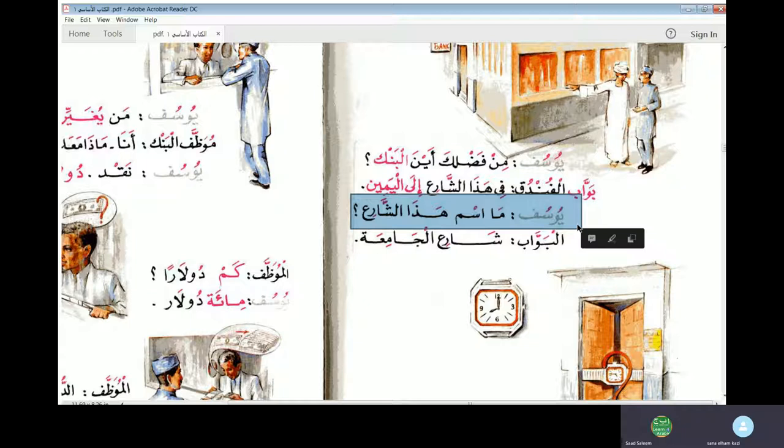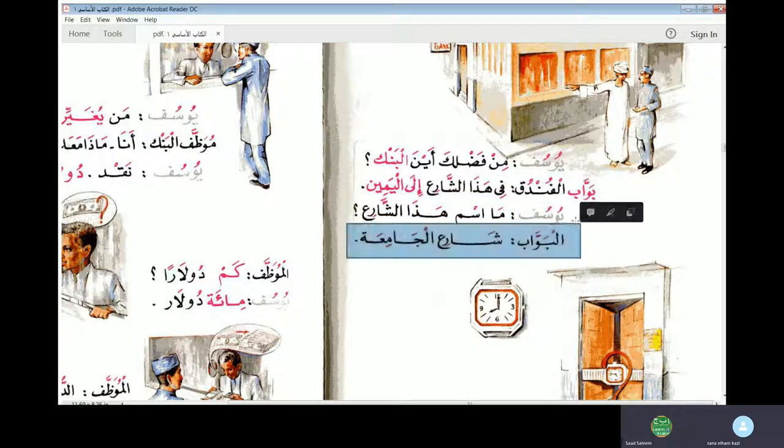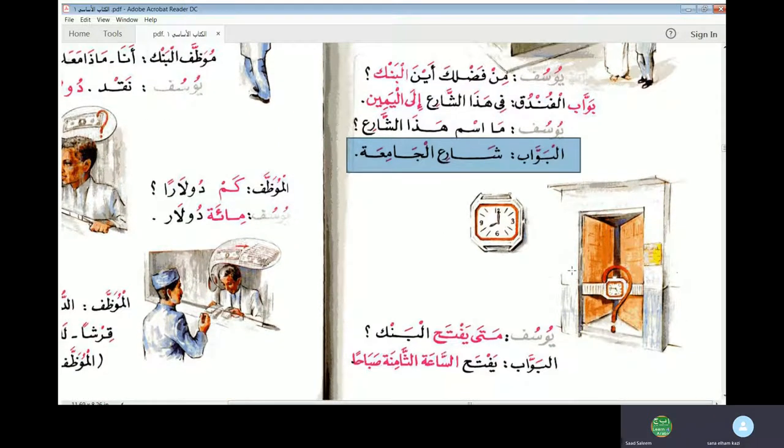Yusuf, ma ismi hadha shari, what is the name of this street? Al-Bawwabu, the doorman. Or janitor, you can also say. Doorman, janitor. Tariyul Jamiyati, the road of the university. University road.